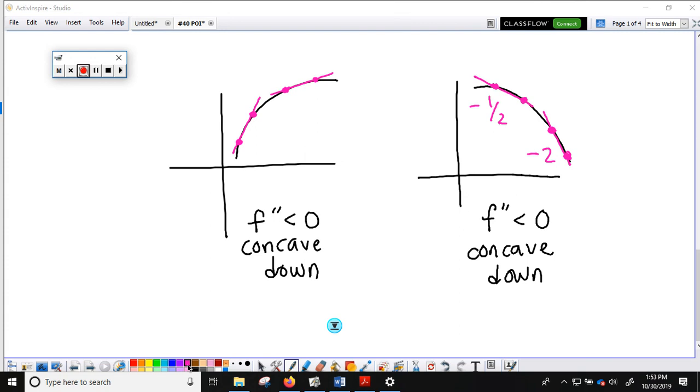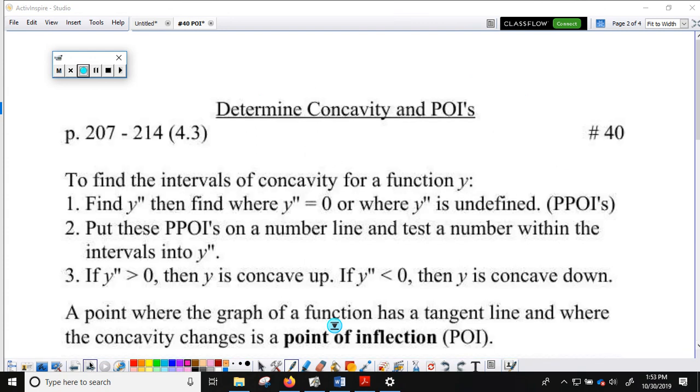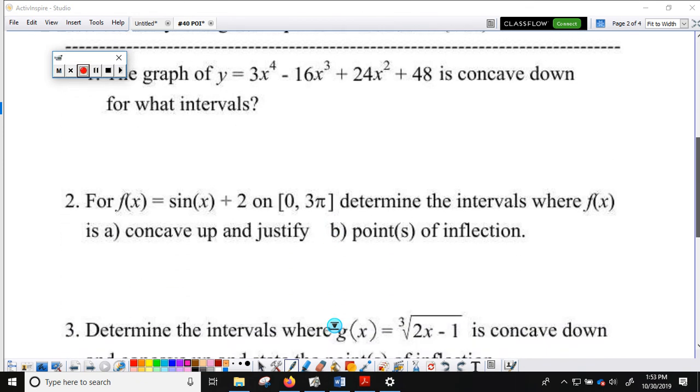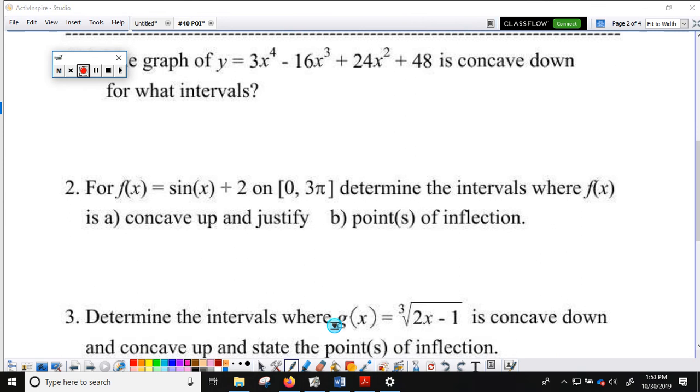Okay, let's go ahead and take a look at the notes and do some examples here. So let's look at example 1. We're going to answer the question about when the function is concave down. So let's first start with a derivative. So y prime is 12x cubed minus 48x squared plus 48. We're talking about concavity, so we need our second derivative. Our first derivative would tell us about increasing and decreasing. Our second derivative tells us about concavity.